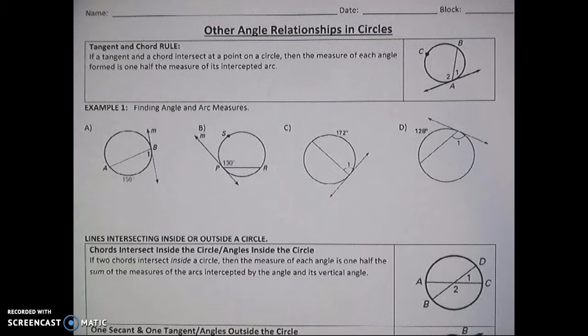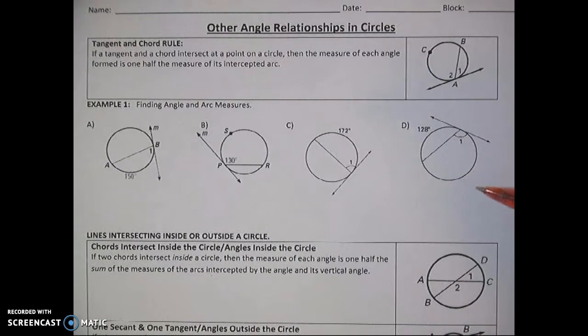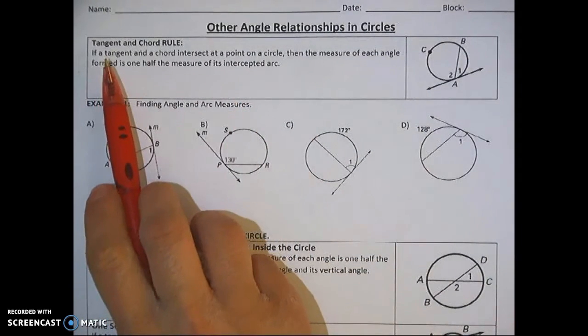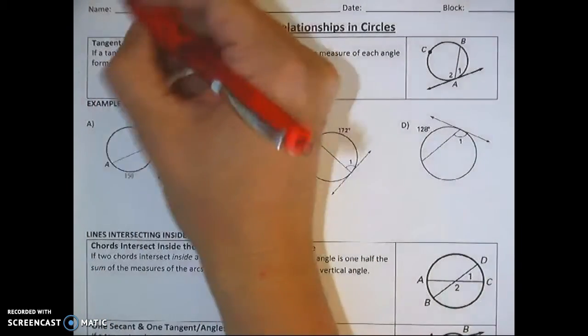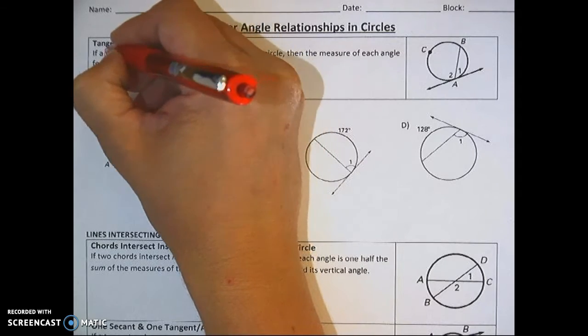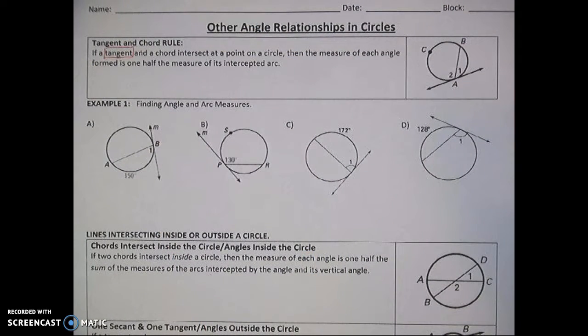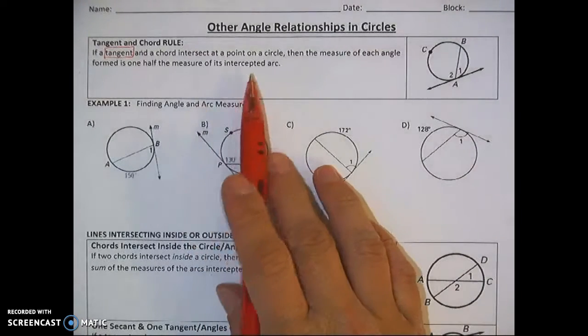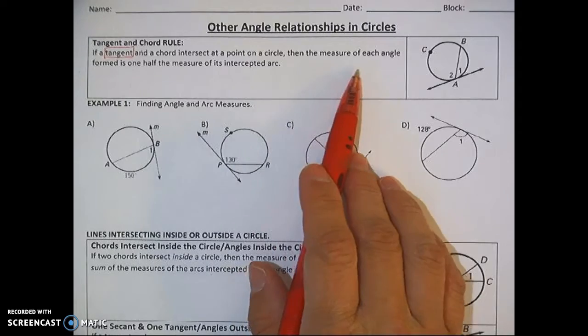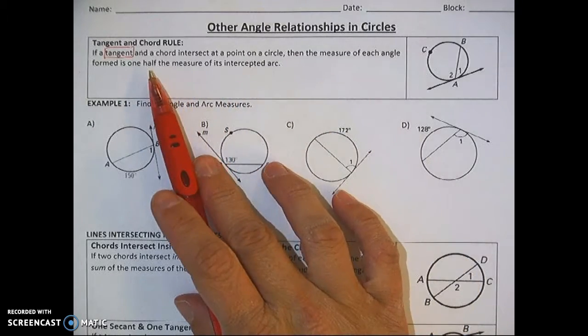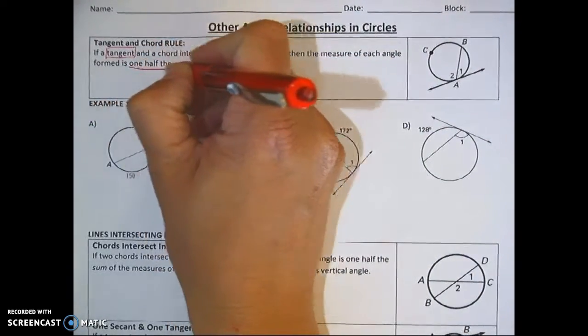All right, there are a couple of relationships that we've already talked about. We've talked about how inscribed angles work and the different angle relationships that you have with central angles and inscribed angles. This next one that we're going to talk about is what happens when you have a tangent and a chord. Remember, a tangent is a segment or a line that touches the circle in exactly one point. And if a tangent and a chord intersect at a point, then the measure of the angle is 1/2 the measure of its intercepted arc.